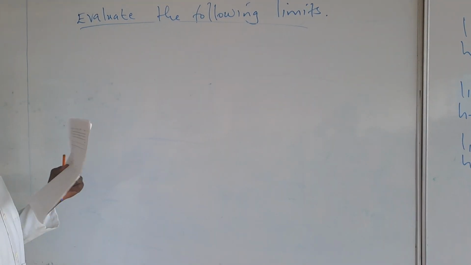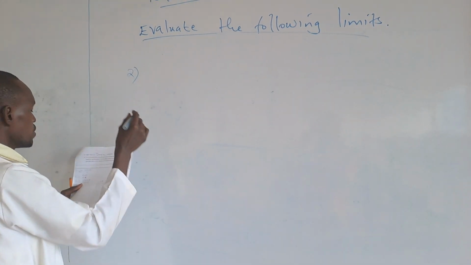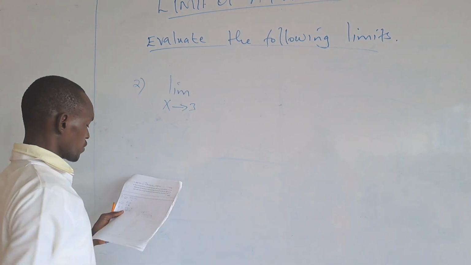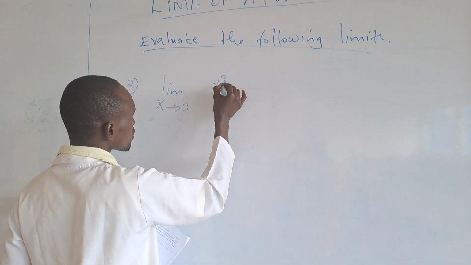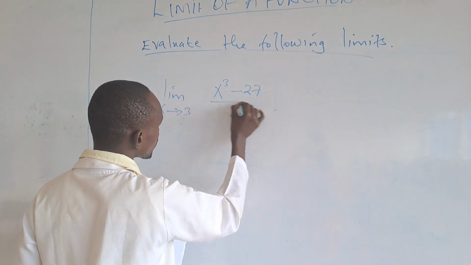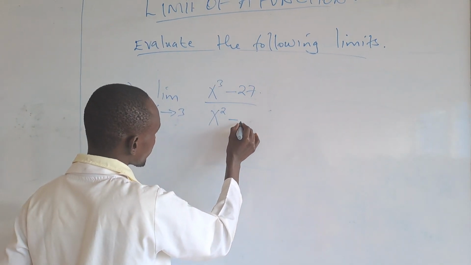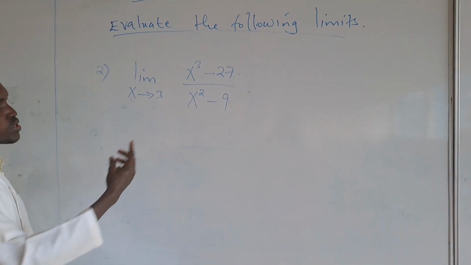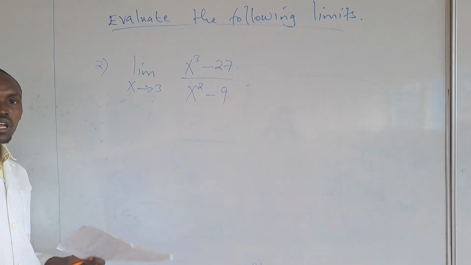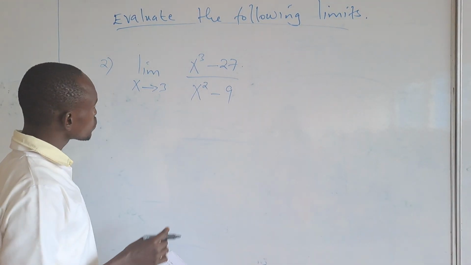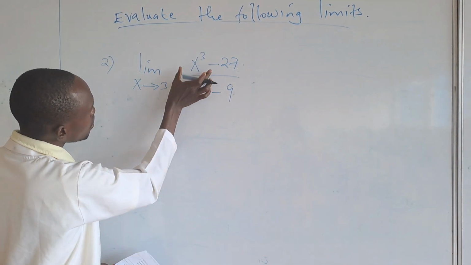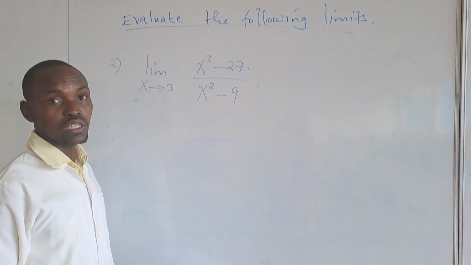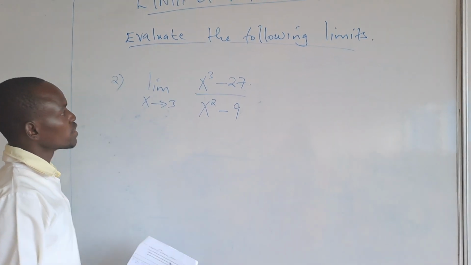What if we are asked to evaluate our second limit: the limit as x tends to 3 of x cubed minus 27 over x squared minus 9? Now in this question, you will realize that if we use direct substitution, that is, when we substitute 3 in the numerator, we'll automatically have 0. But that should not be the case.